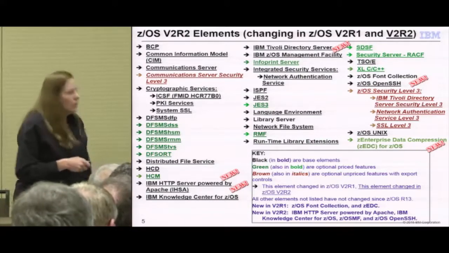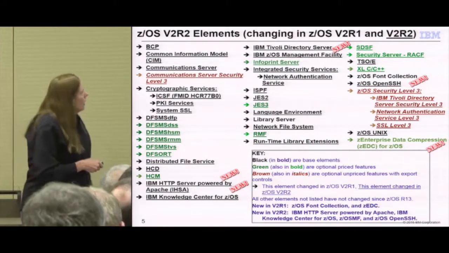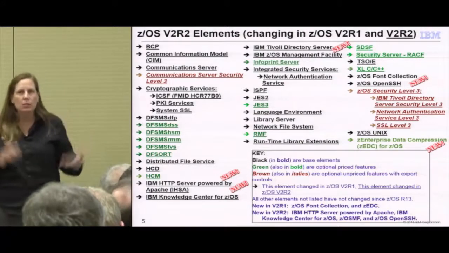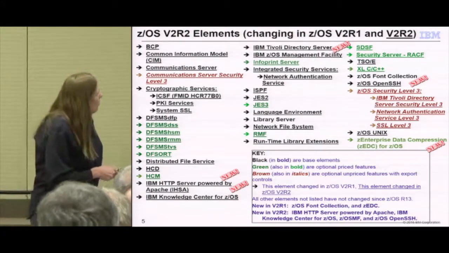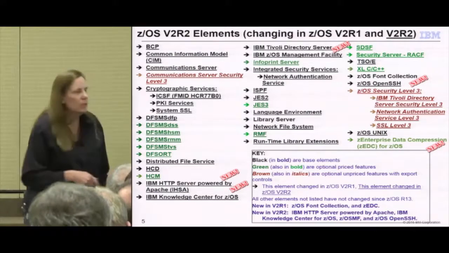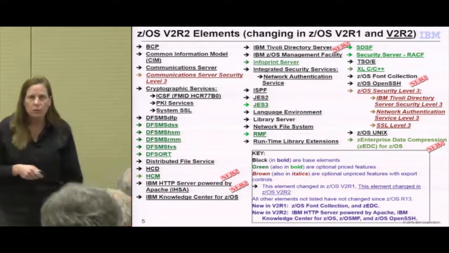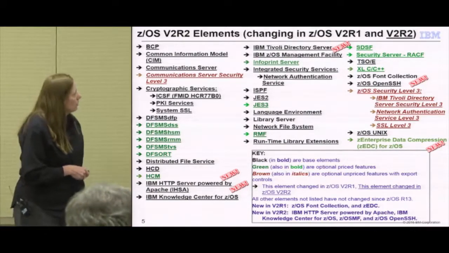And if it's green, it's a priced feature, and if it's black, it is just a base element. And if it's a strange brown color that you can see here, that is a security feature. It's a non-priced feature that you would need to order.